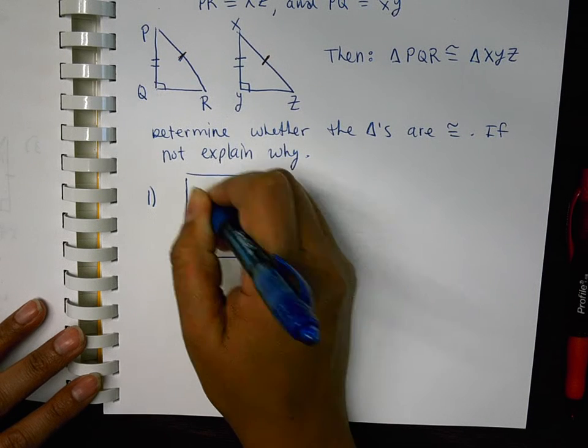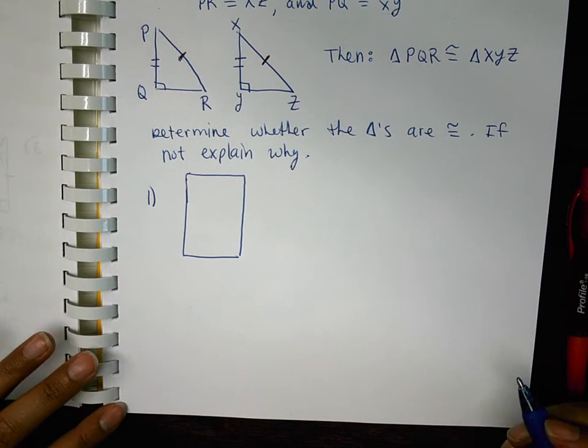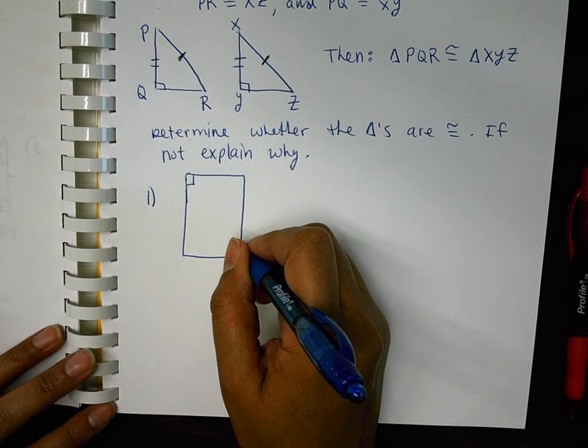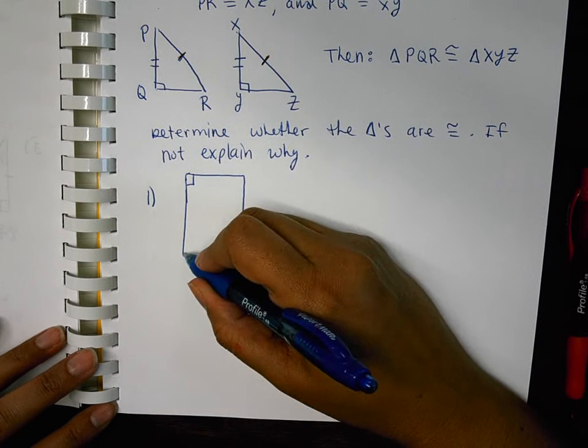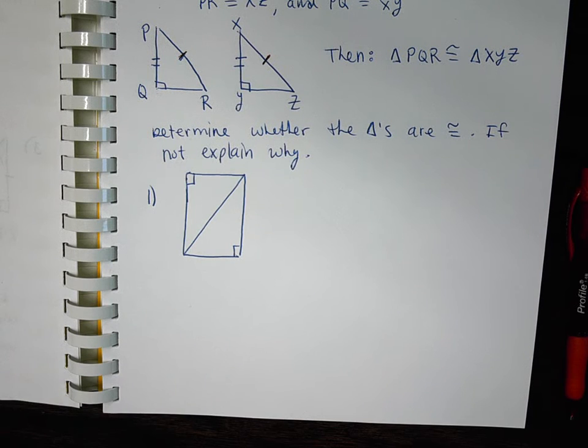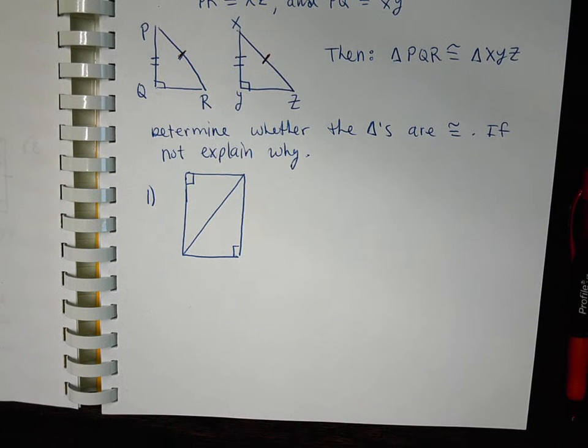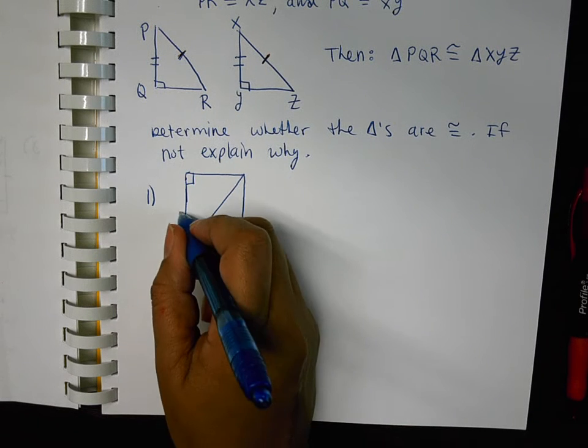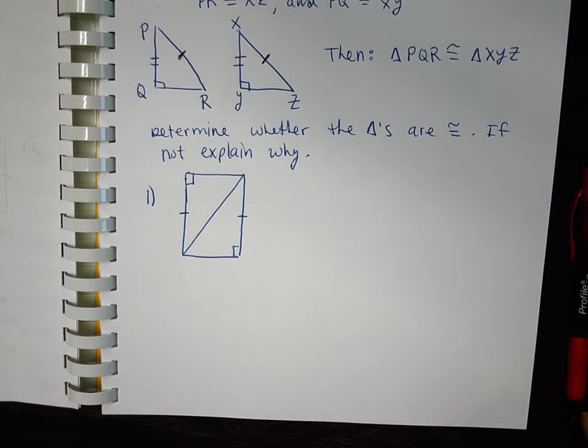All right, so we're drawing this rectangle. I'm going to put angle marking there, angle marking there, and a diagonal across this way. I'm also going to put markings here and here.